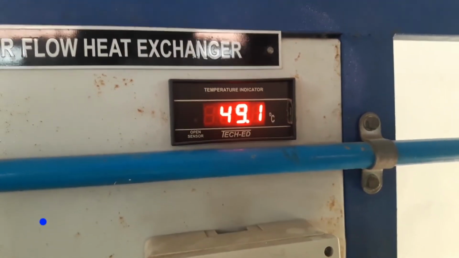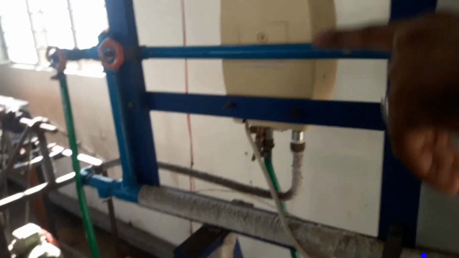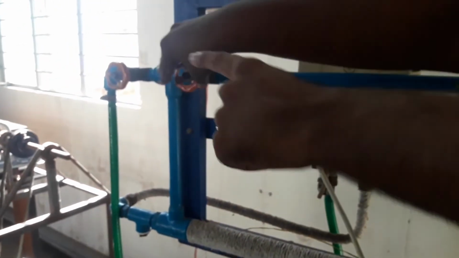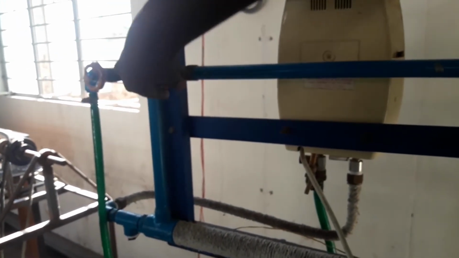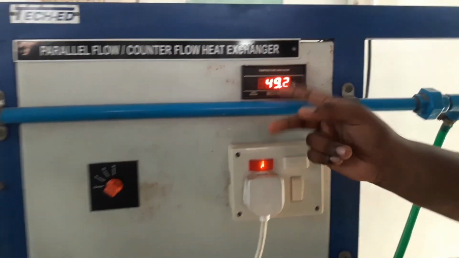Then for counterflow, what you have to do is open this, so that the water will come from here and go through that. Up to this it will come, then it has to go this way. So first open that one, in this manner, right? Open, and this is closed. Then again you have to wait till this becomes steady, and then you have to take the calculations.